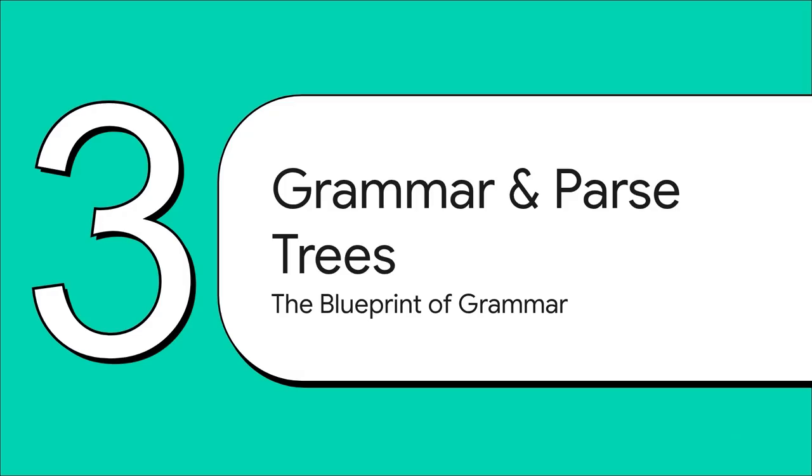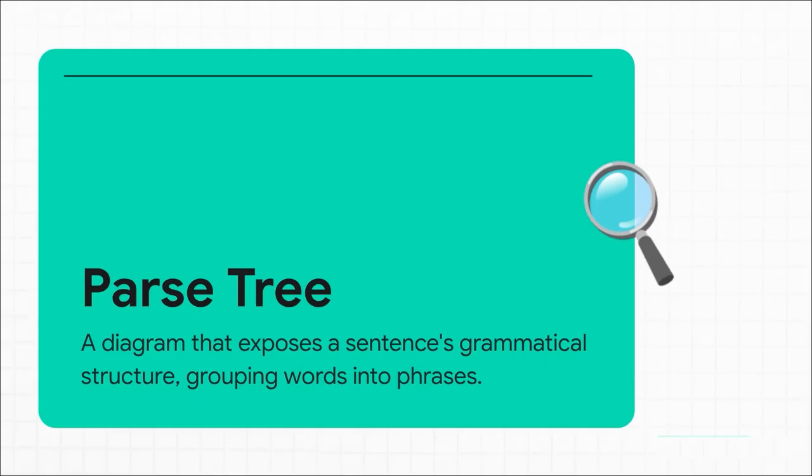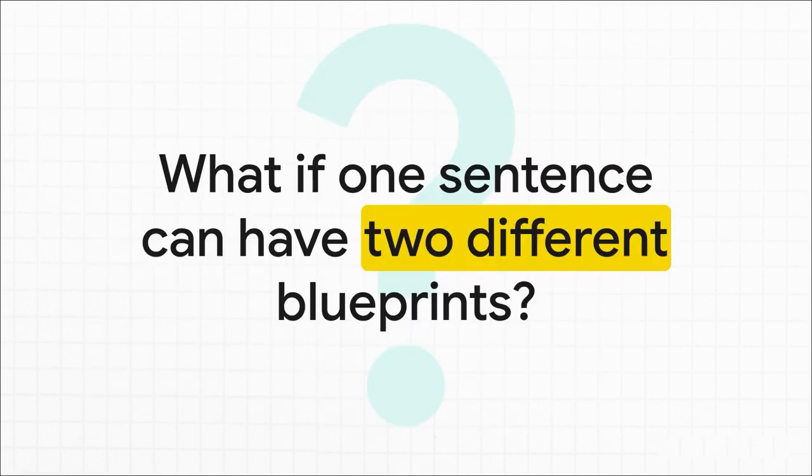Okay, so we've got words, we've got labels. Now for the really cool part. How does the computer figure out how all these pieces fit together? We're talking about grammar, the very structure of the sentence. The way it does this is by building something called a parse tree. The best way to think about it is like a sentence diagram or a grammatical blueprint. It's a map that shows how the words connect to form phrases and how those phrases connect to create the whole idea. But, and this is a huge but, what if a sentence can have more than one blueprint?